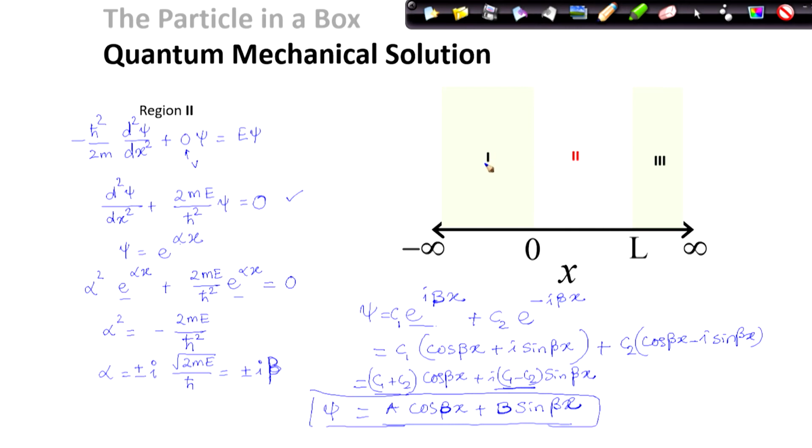We have region 1 where the wave function is 0, region 3 where the wave function is 0, and in region 2 we have this wave function. Now, we already know that for a quantum mechanical solution, the acceptable wave function must be continuous throughout this dimension. From minus infinity to plus infinity, the wave function must be continuous. So, this gives us some additional boundary conditions that we would deal with.